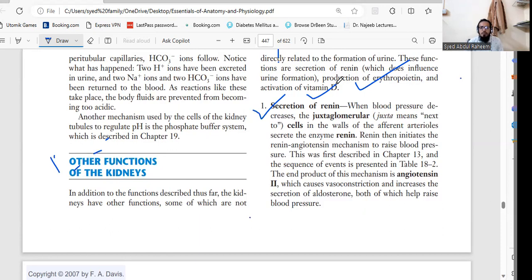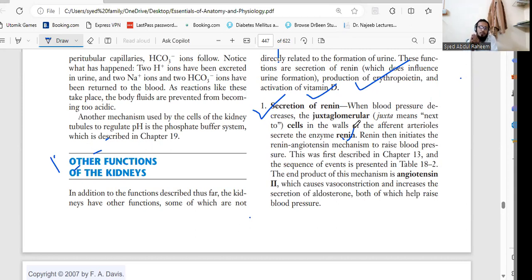Secretion of renin. When blood pressure decreases, the juxtaglomerular cells in the walls of the efferent arterioles secrete the enzyme renin. So basically, what is renin? It is a hormone secreted by cells in the arterioles, the efferent arterioles, through which the blood is returned to the main circulatory system. What are the cells called? Juxtaglomerular cells. Juxta means next to the walls of the efferent arterioles.